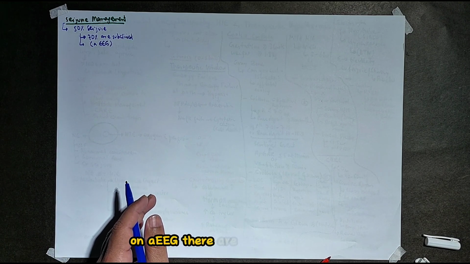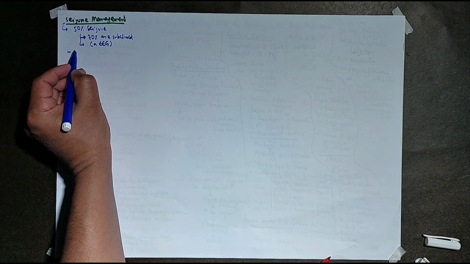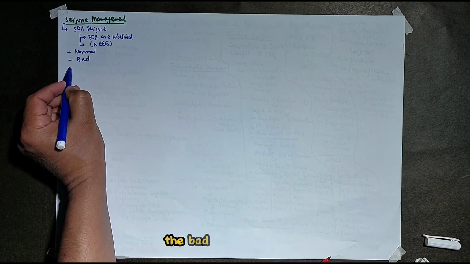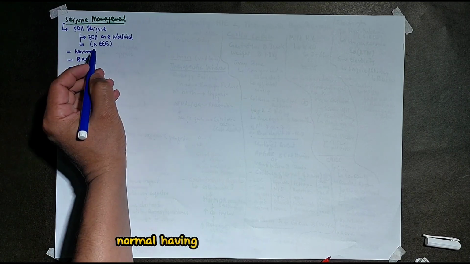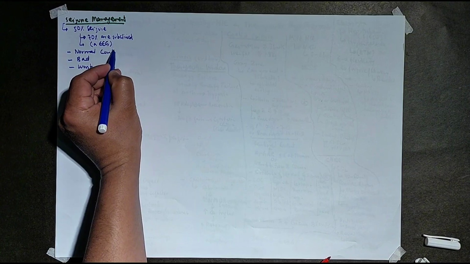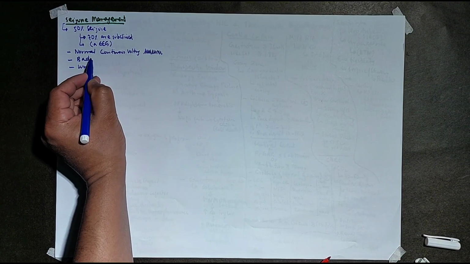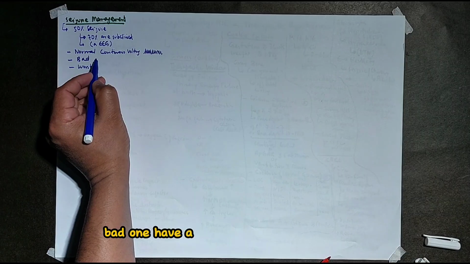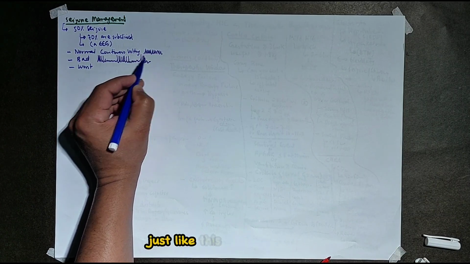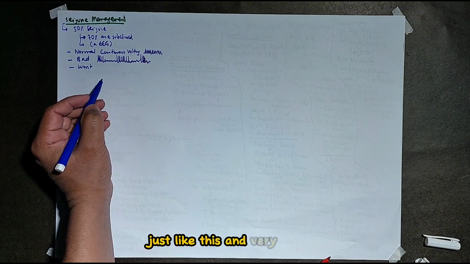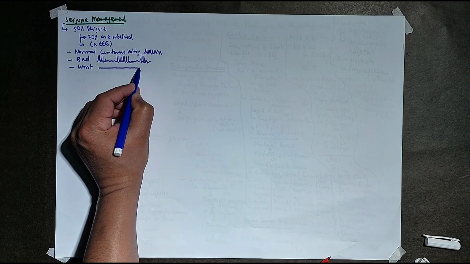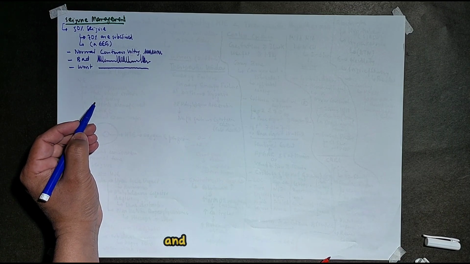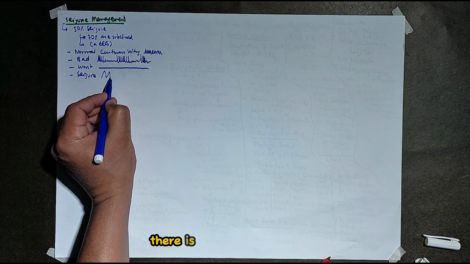On aEEG, there are a few patterns: the normal one, the bad one, and the worst one. Normal has continuous voltage, just like this. The bad one has a burst suppression pattern, just like this. And the very bad, the worst one, has an isoelectric line. And for seizures, there is a sawtooth pattern.